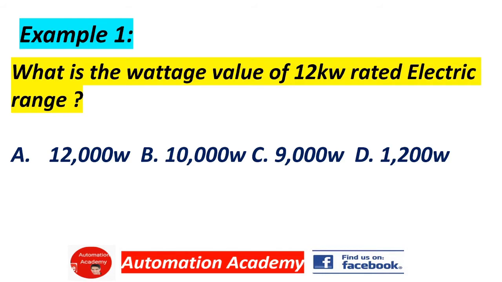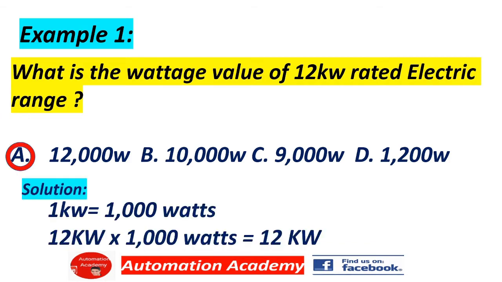Example, what is the wattage value of a 12 kilowatt rated electric range? A. 12,000 watts, B. 10,000 watts, C. 9,000 watts, D. 1,200 watts. Answer A. 12,000 watts. Solution, 1 kilowatt equals 1,000 watts. 12 kilowatts times 1,000 watts equals 12,000 watts.